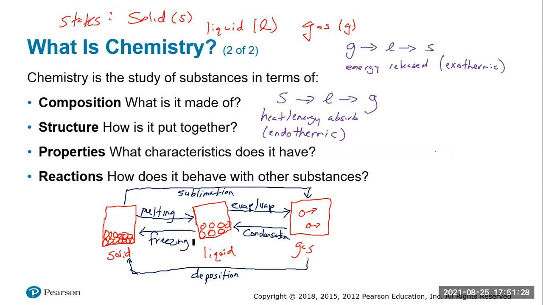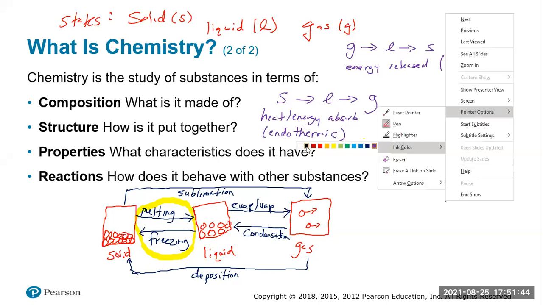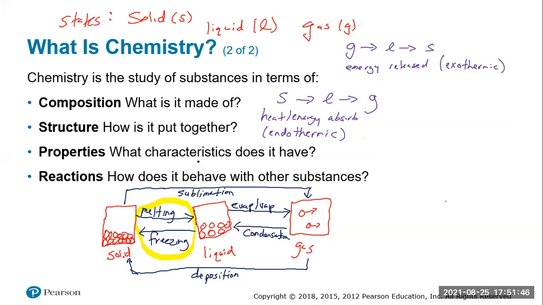Now, when we talk about melting and freezing, for example, do these processes occur at the same temperature, or do they occur at different temperatures? Take a second and think what you think the answer is. And the answer is both of those processes occur at the same temperature. And you may be saying to yourself, how can that be? One is freezing, one is melting. How could they occur at the same temperature?